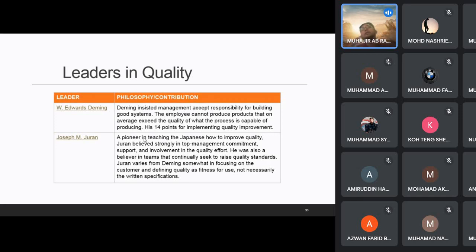So that's why it is the responsibility of top management to develop a system that can assist the staff to work in order to produce a quality product. If the system is not good, there's no chance to produce a quality product. So he believed that top management must develop a good system first. So once they have a good system, the good quality product will be produced.